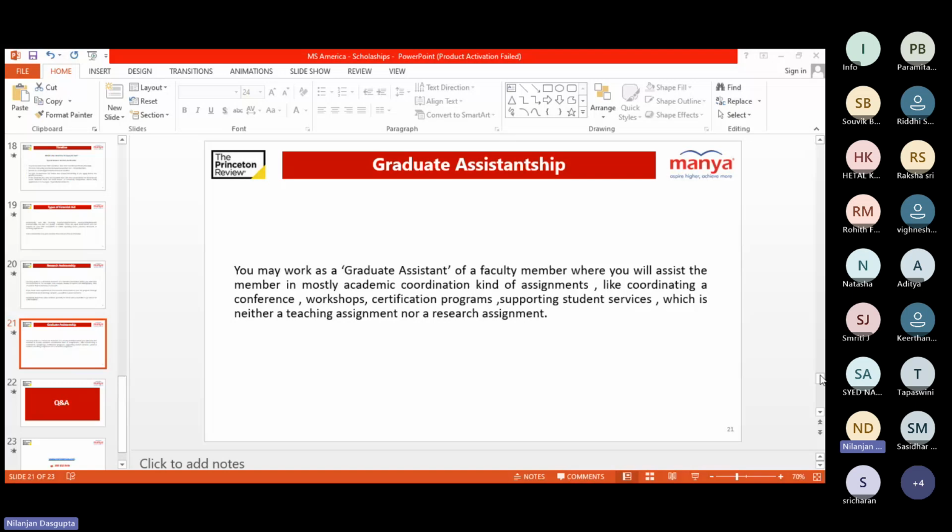If you belong to a country where the native language is English, then you don't have to write IELTS or TOEFL. But being an Indian student, definitely you need to write either IELTS or TOEFL. So they are mandatory.